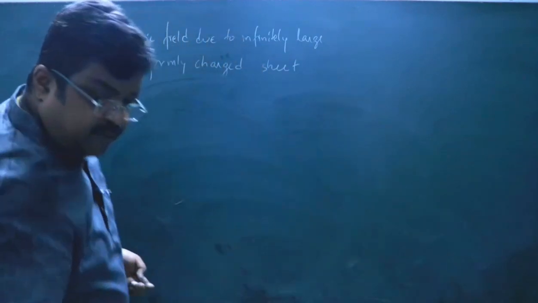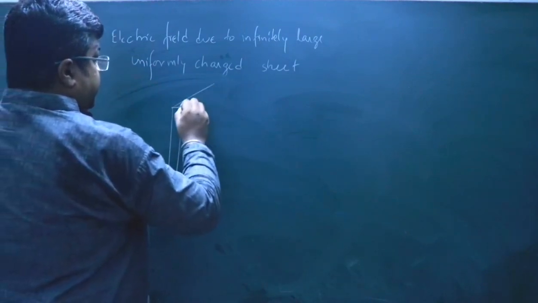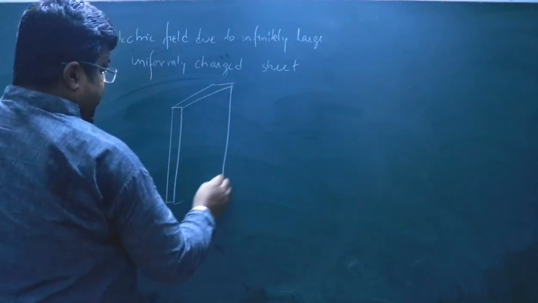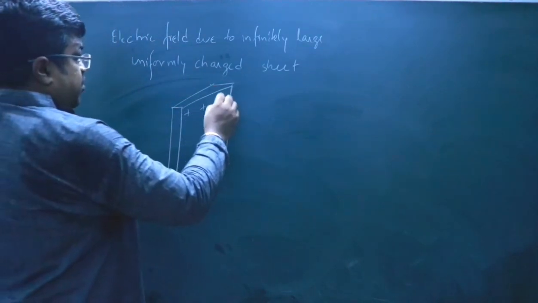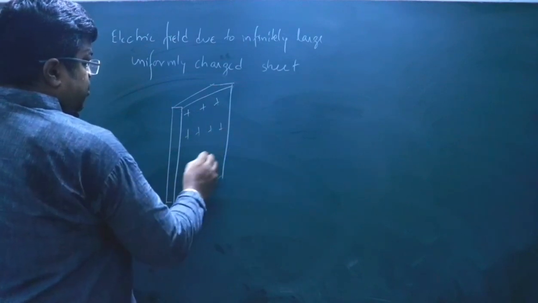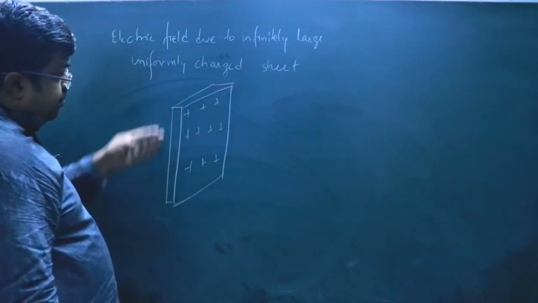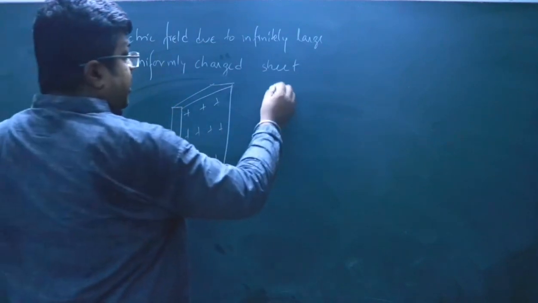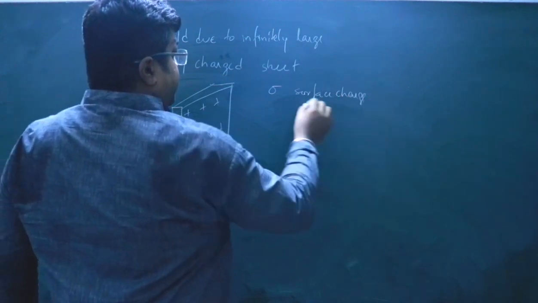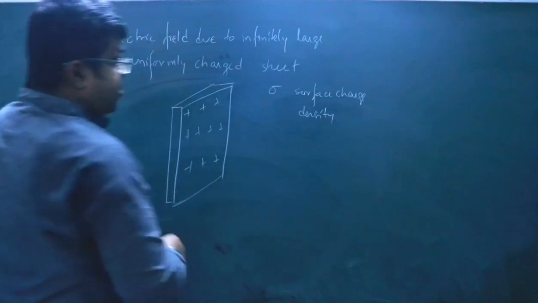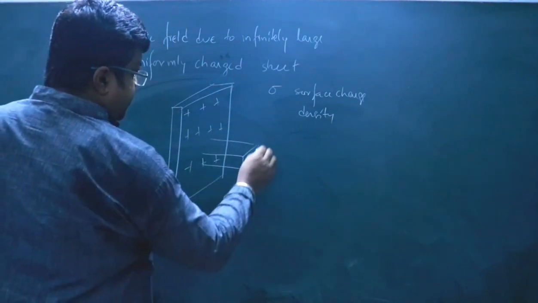So suppose this is a thick sheet. A thick sheet means a plate, an infinitely large plate which is uniformly charged. On this side there are positive charges, and the other side also has positive charges, but we are not able to see that side. So this side also will have positive charges, and here also sigma is the surface charge density. Again we will be drawing the same similar Gaussian surface as in the previous case.